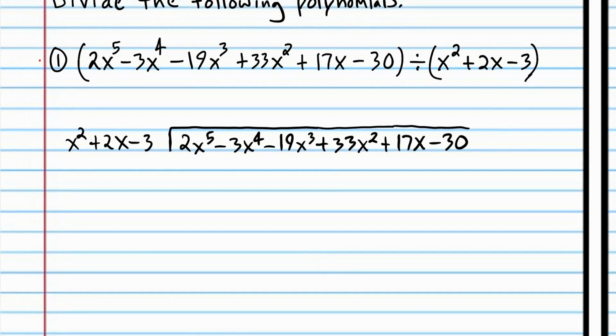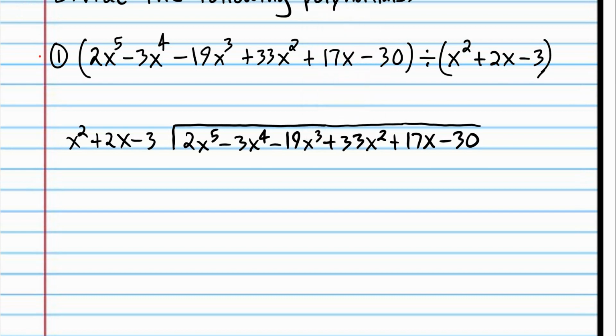Okay, so now we're ready to start the process of long division. To start off, we're going to ask, what do you multiply the first term in the divisor by to get this first term in the dividend? So x squared times what is equal to 2x to the fifth power? So do you have any ideas? If you said 2x to the third power, you're correct. 2x to the third power.